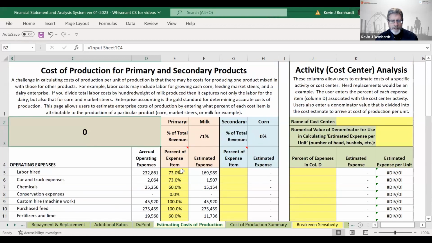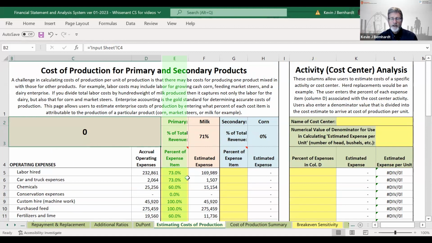Now, the next column, column E, is where you have to put an entry in. What it's asking for is what percent of this total expense was for the primary product that you want to get information about. Again, in the case of this case study, it's a dairy. So we're looking at milk. What are the cost of production for milk?